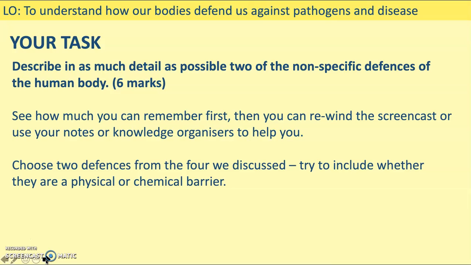So your first task is to describe in as much detail 2 of the non-specific defences of the human body that we've just been through. See how much you can remember first. If you've made notes, brilliant, use them to help you. You can also rewind the screencast if you are struggling. Choose 2 of the defences from the 4 we've just discussed and try to include whether they are physical or chemical barriers. Include as much detail as you can. So pause the screencast and have a go at this task.